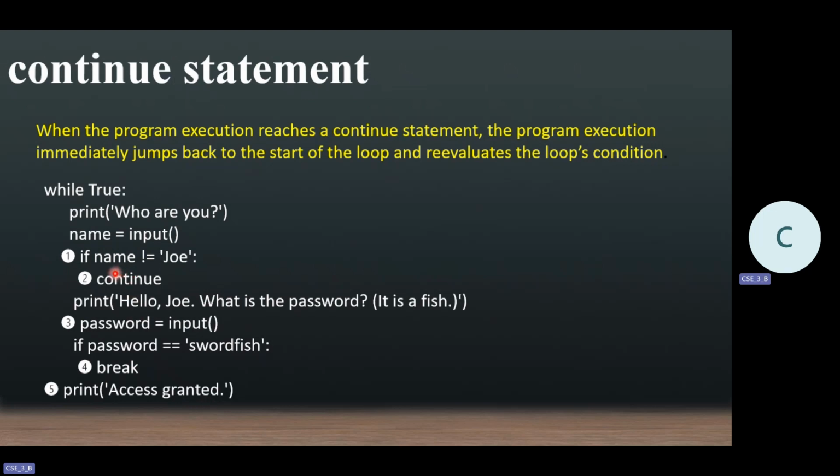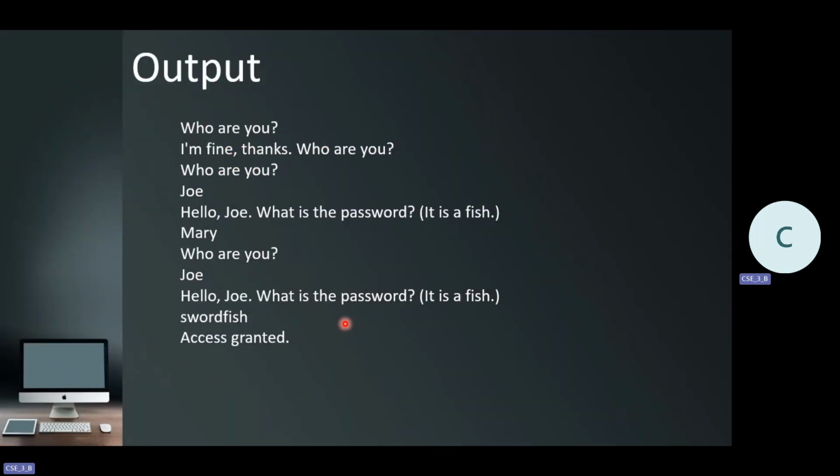Until and unless the name matches Joe, it keeps on asking, who are you, what is the name. Once the proper name, Joe, has been given, it will ask for the password. This is the benefit of the continue statement. Now we can see the output here, who are you. It keeps on asking, I'm fine, thanks, who are you, again who are you. Once I type the name as Joe, it asks what is the password. Now I have given the wrong password, so again it has asked who are you.